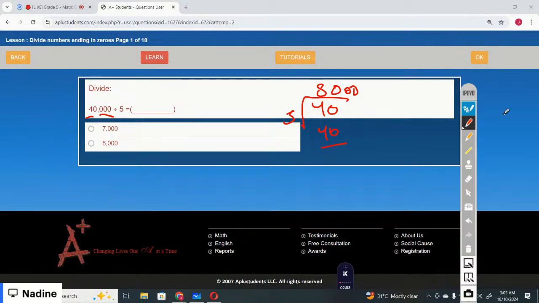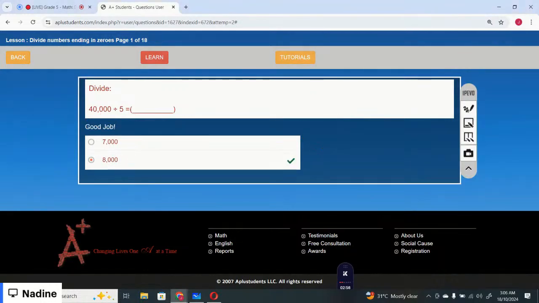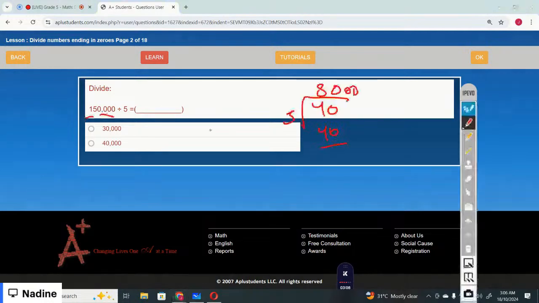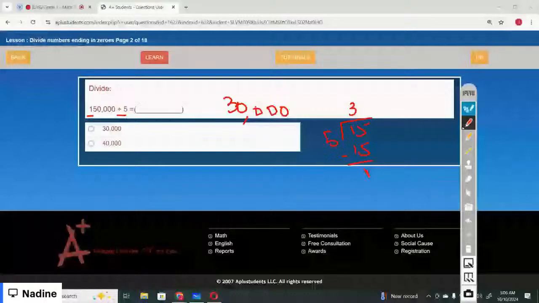The correct option is 48,000. Okay, 150,000 divided by 5. So just divide the non-zero values, that is 15 divided by 5, right? 5 times 3 is 15, right? So you need to add 0. That is 30,000. Got it? Option number 1 is the correct option.